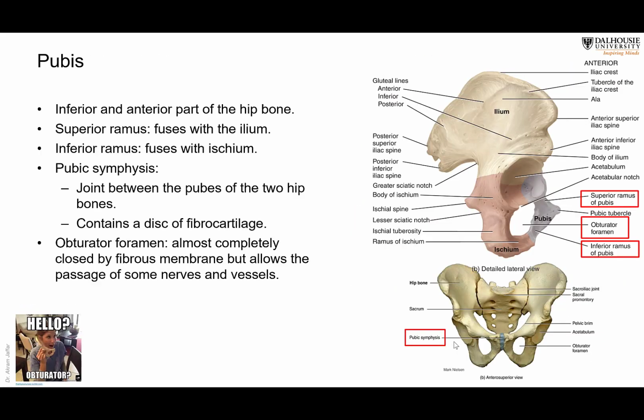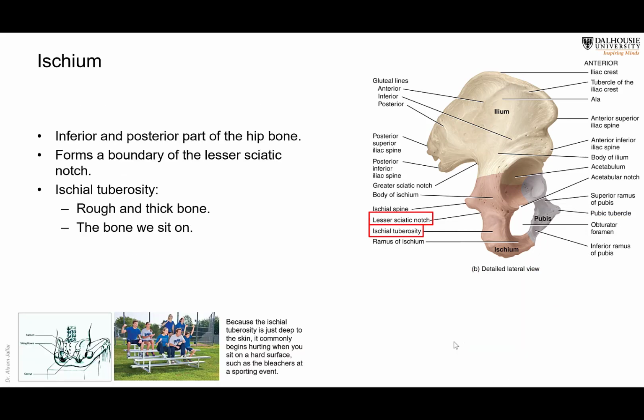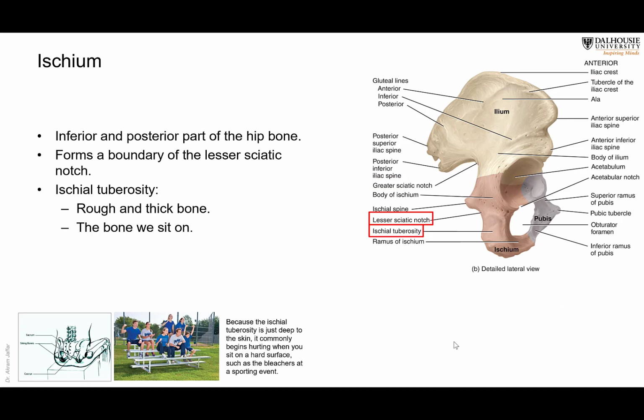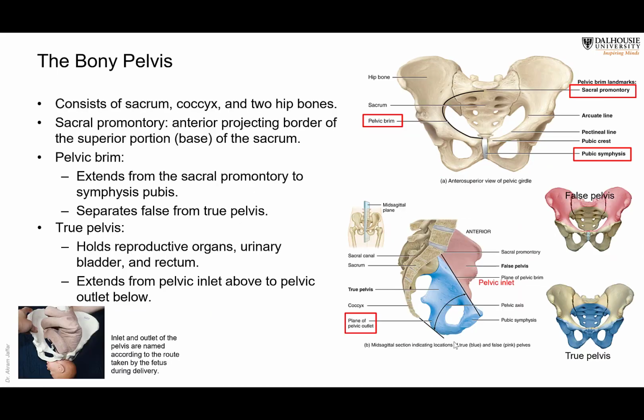So we were talking about the hip bone. We said that it is of three parts, ilium, pubis, and ischium. This will lead us to the bony pelvis. The bony pelvis is formed when these two hip bones, which constitute the pelvic girdle, articulate with the sacrum and coccyx, which are part of the vertebral column.